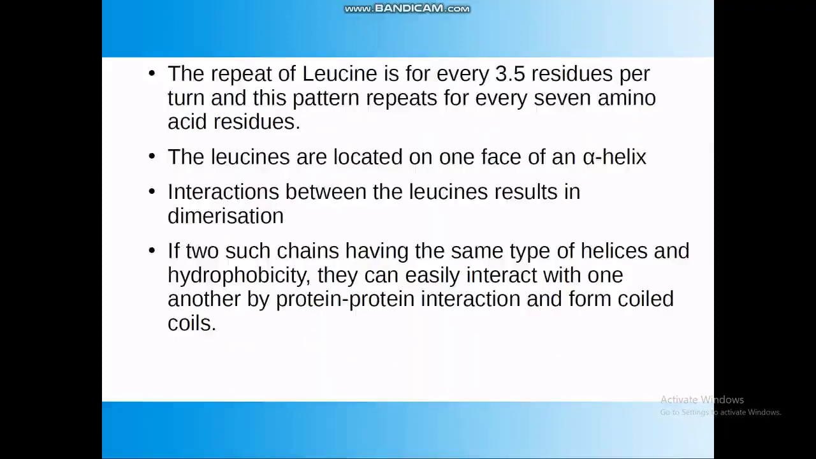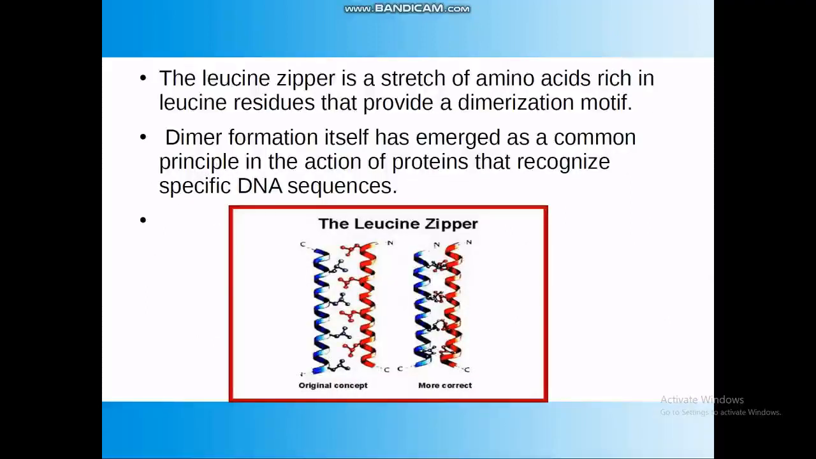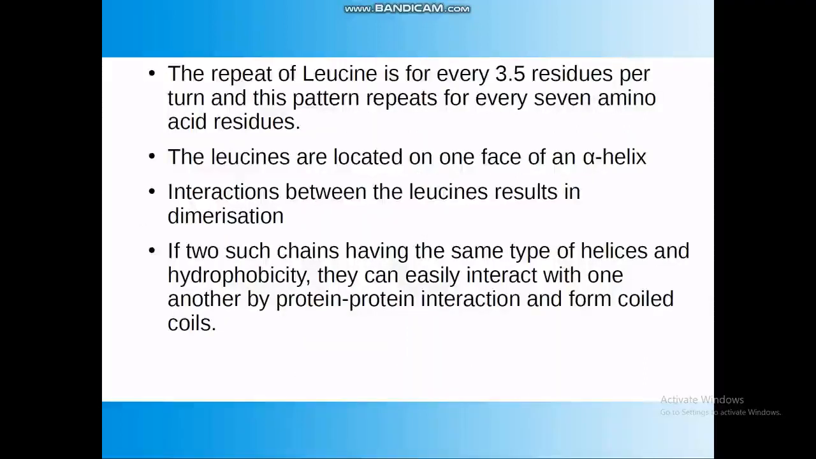The repeat of leucine amino acid is for every 3.5 residues per turn, and this pattern repeats for every 7 amino acid residues. The leucines are located on one face of the alpha helix. Interaction between the leucines results in the dimerization form, such that if two chains have the same type of helices and hydrophobicity, they can easily interact with one another by protein-protein interaction and form coiled coils.